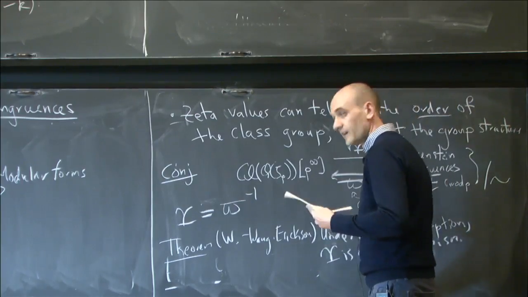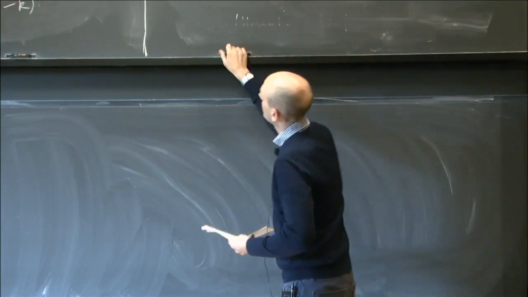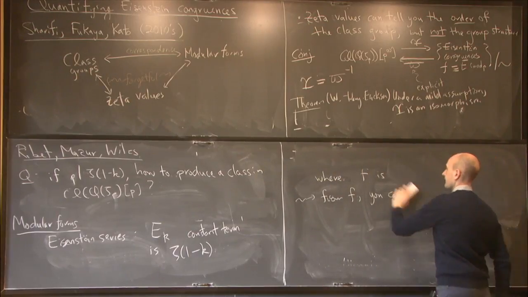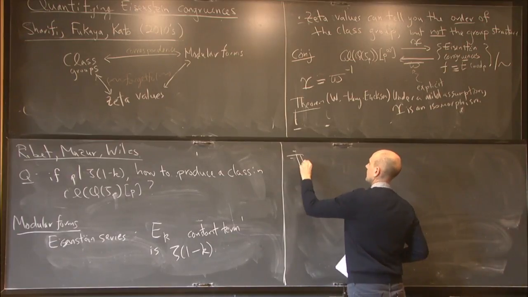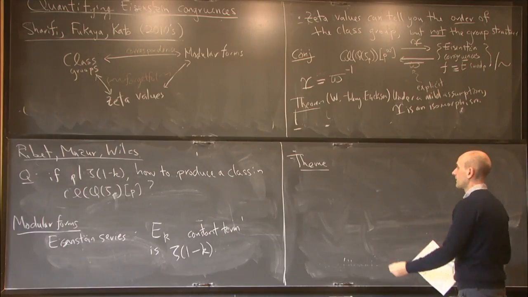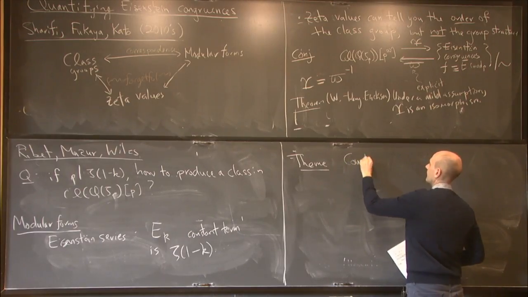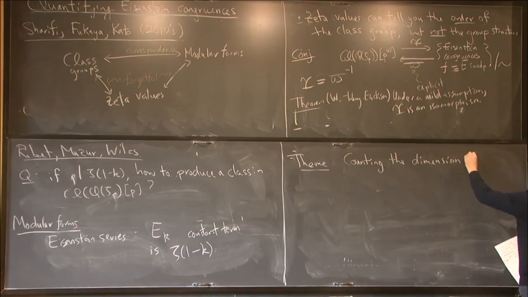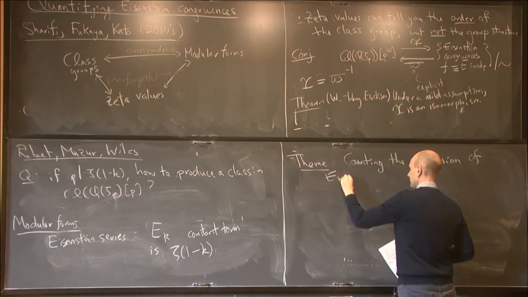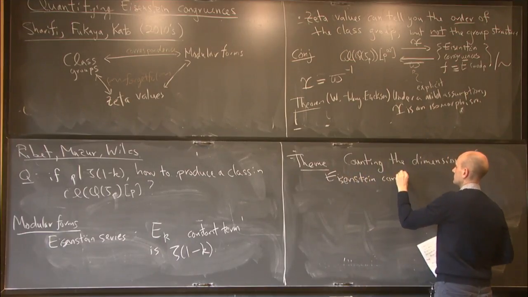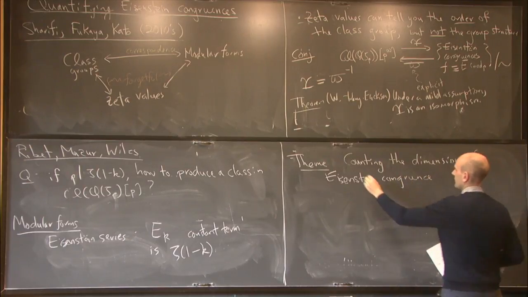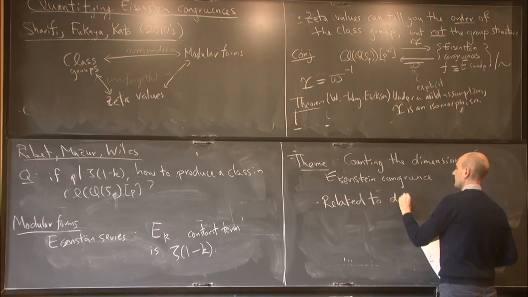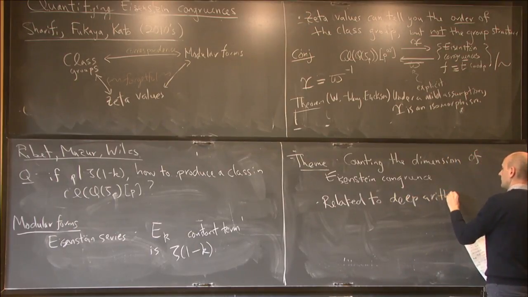I have to end now, but the general theme of my work, or what I want to study this year, is that counting the dimension or other parts of the structure of Eisenstein congruences should be related to some deep arithmetic of number fields.